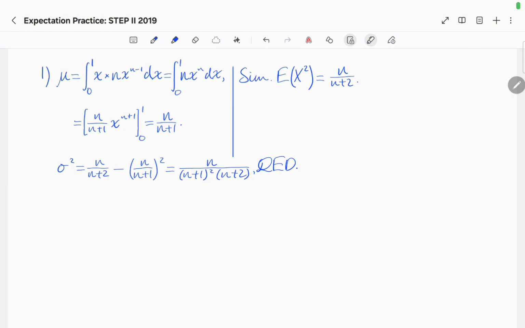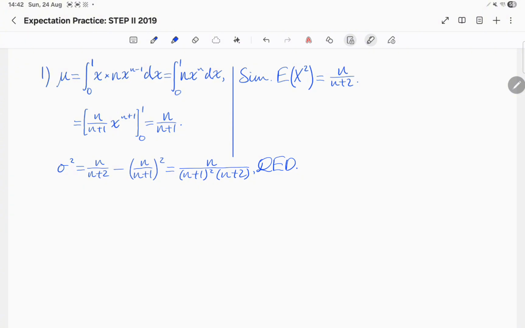Let's get started. Firstly, we'll use the formula for the mean and say that mu is equal to the integral between 0 and 1 of x times n x to the n minus 1 with respect to x, which is equal to the integral between 0 and 1 of n x to the n with respect to x. This is equal to n over n plus 1. Similarly, E of x squared is equal to n over n plus 2.